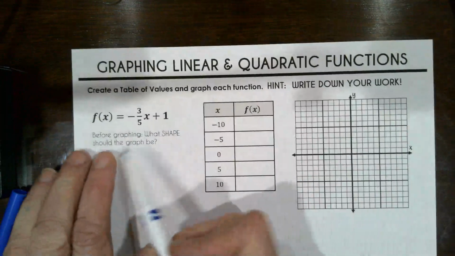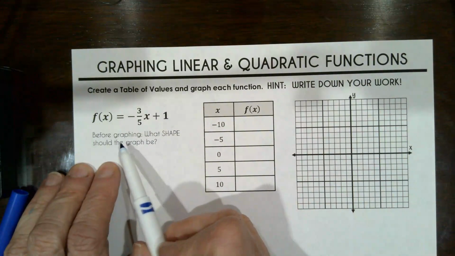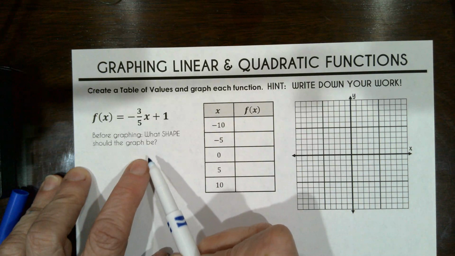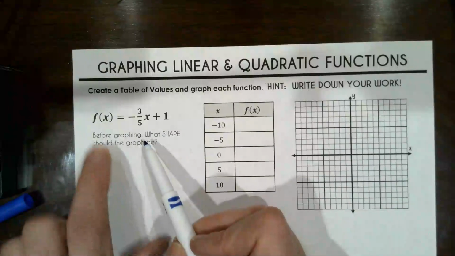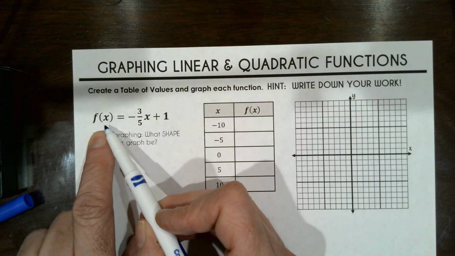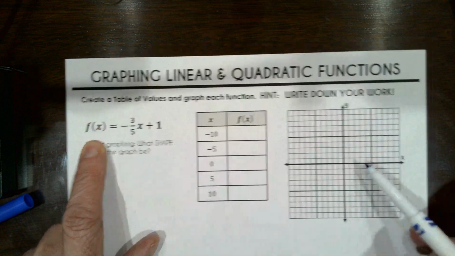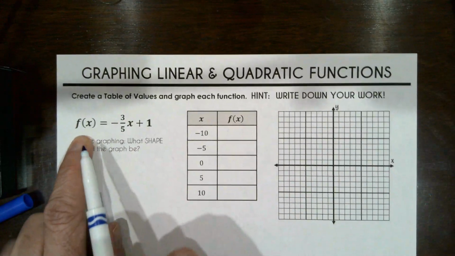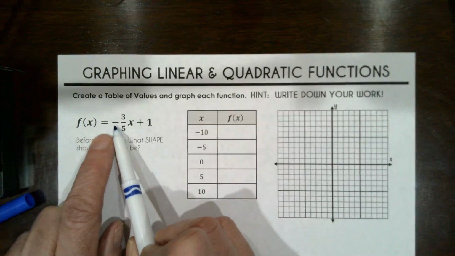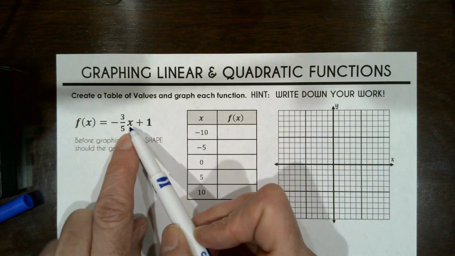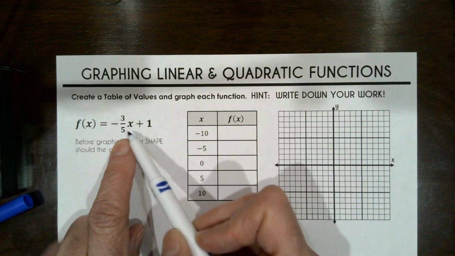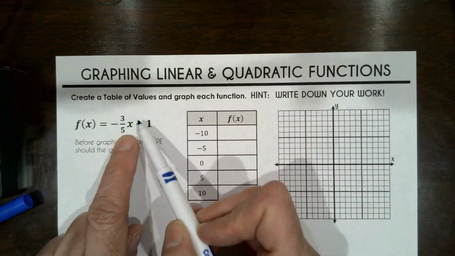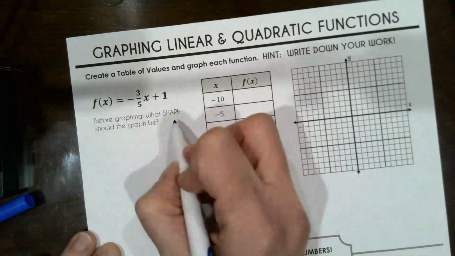First thing we're going to do, before you even graph it: what shape should this be? Remember, f of x is the same thing as saying just y. Over here on my axis, I do have a y. I could make that an f of x if I wanted to. I see a negative sign, I see a fraction, but the x has no exponents on it. It has no absolute value. That's what tells me that this is going to be a linear function.